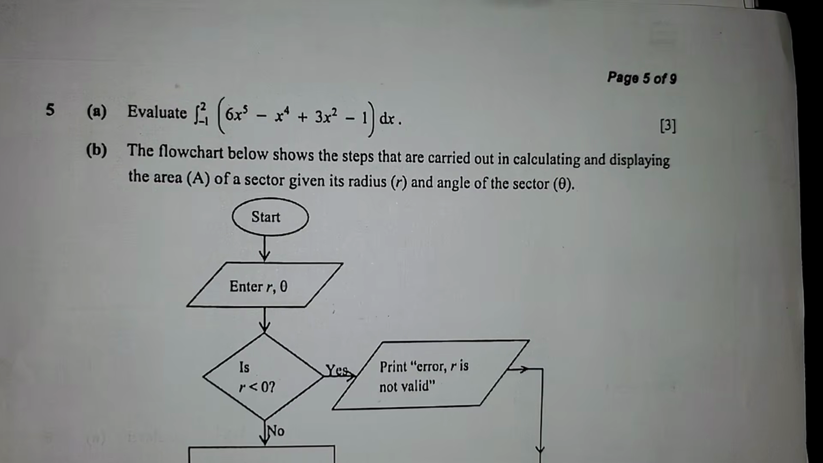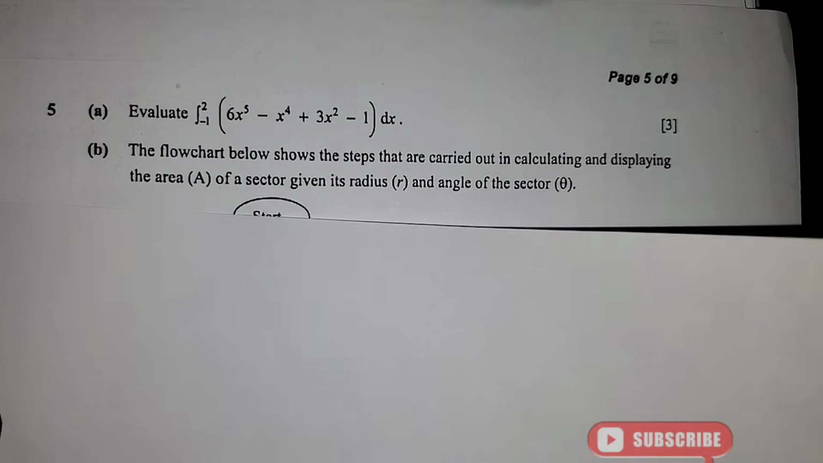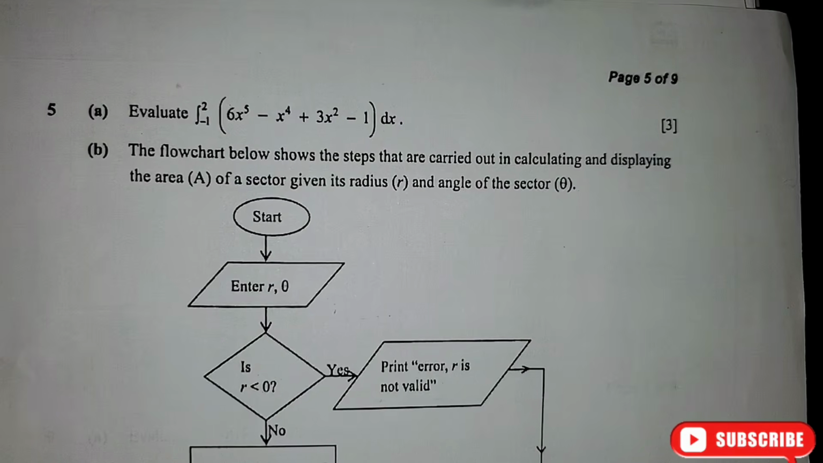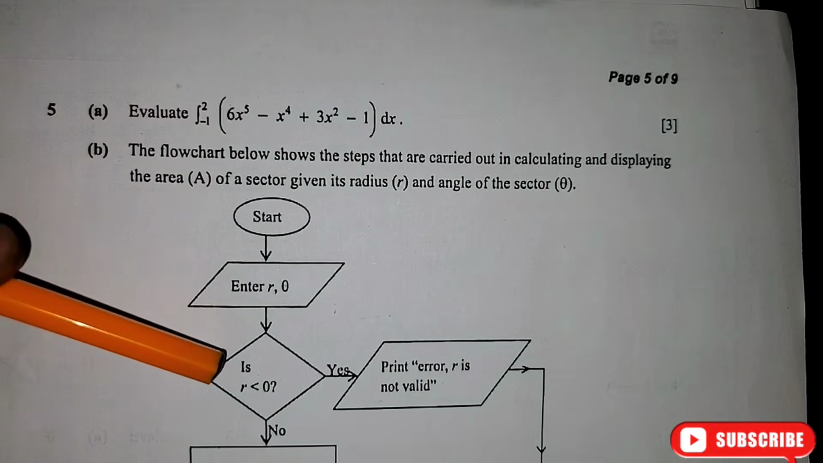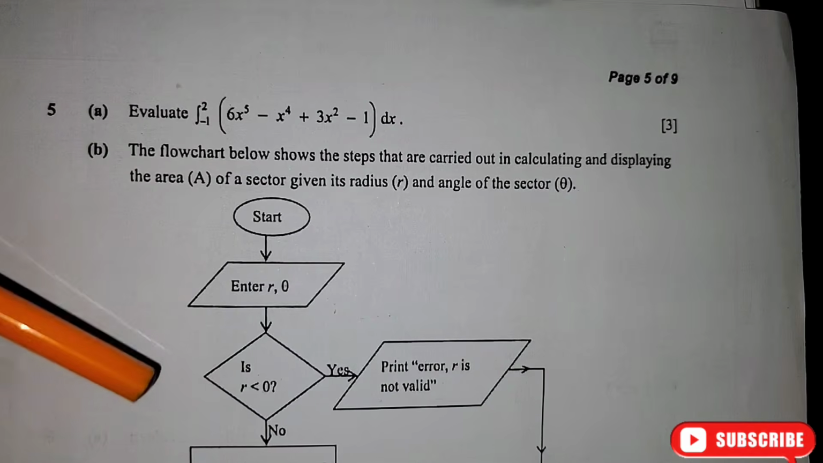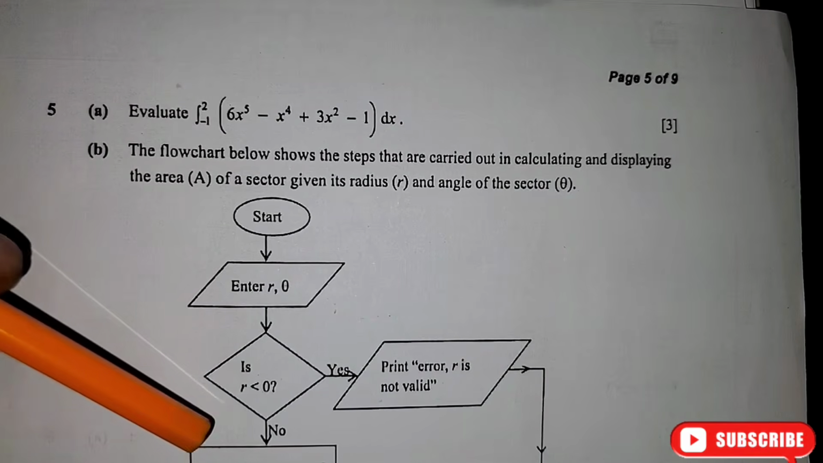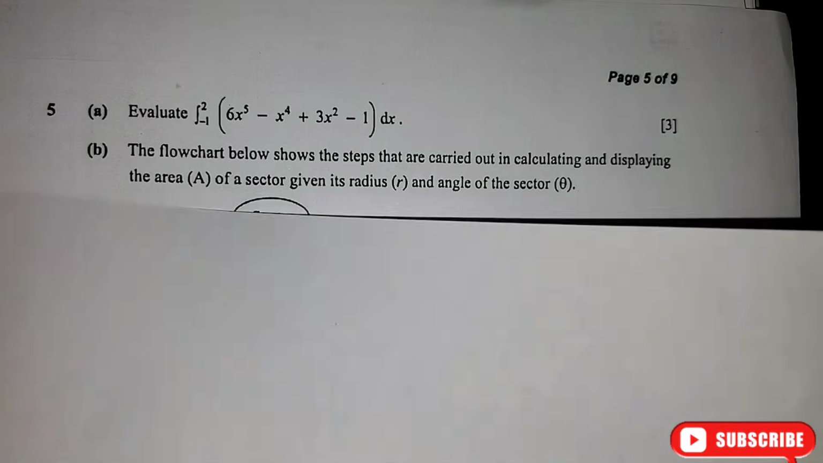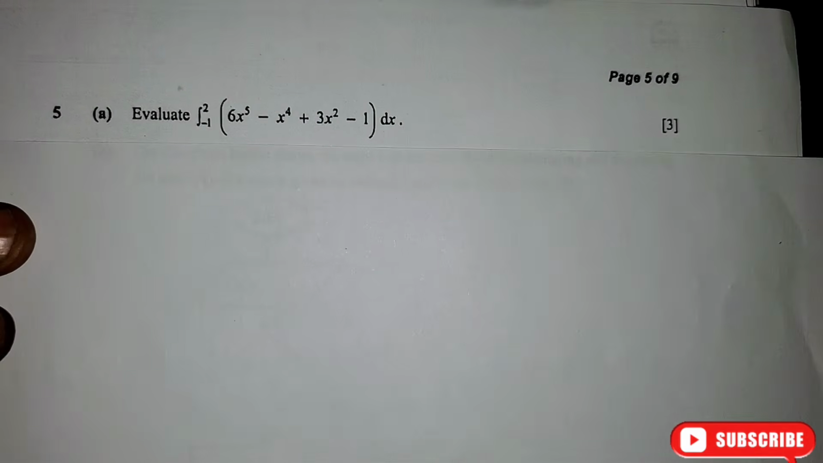Guys, we have question 5 of the 2024 GCE Paper 2, Mathematics, of course. We are asked to evaluate this, and this is calculus, of course. There is calculus and this pseudocode and flowchart. This is the flowchart, and we're asked to write a pseudocode. Okay, so let's start with this calculus question here.